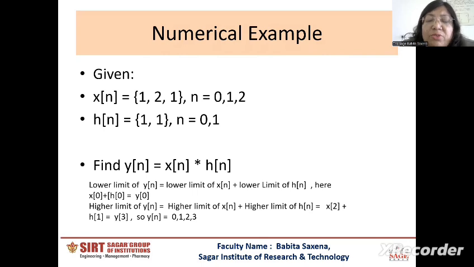First of all, find out the limits of y[n], the lower limit and the upper limit. What is the lower limit? The lower limit is the sum of the lower limits of both the input signals x[n] and h[n], and the higher limit of y[n] is the sum of the higher limits of x[n] and h[n].